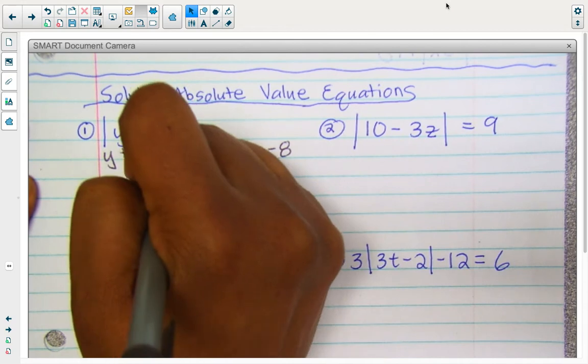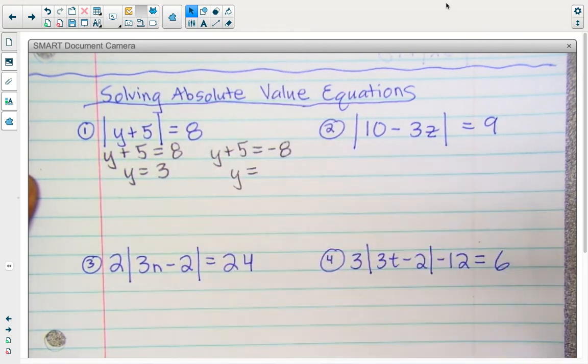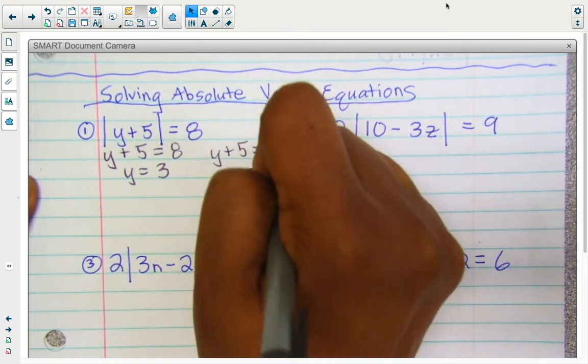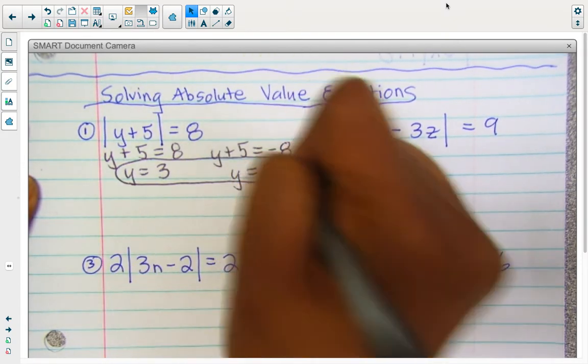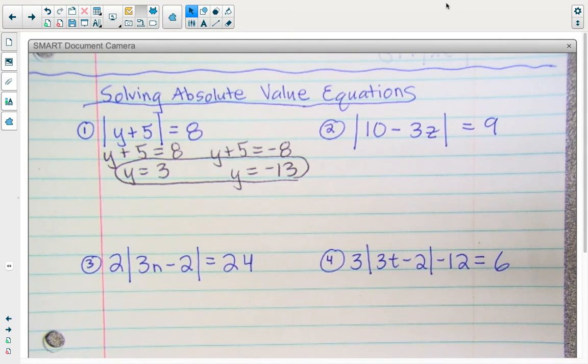Subtract 5 from both sides here. And on this side, subtract 5 from here. And voila. Those are our two answers. So subtract 5 from both sides, and you'll get your two answers. So y is equal to 3 and y is equal to negative 13.